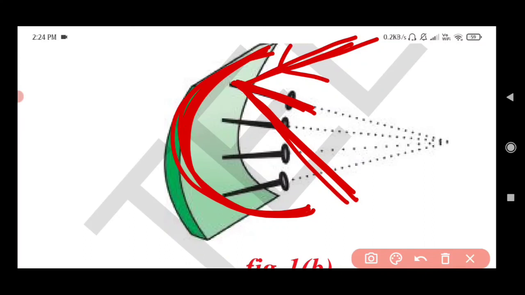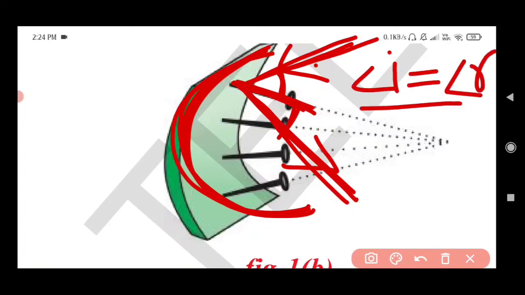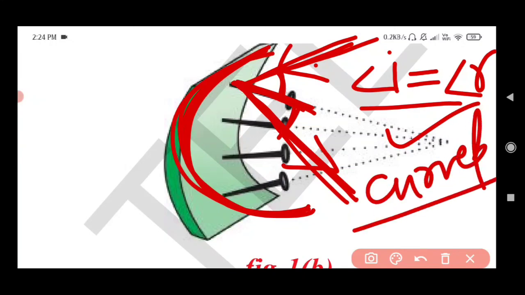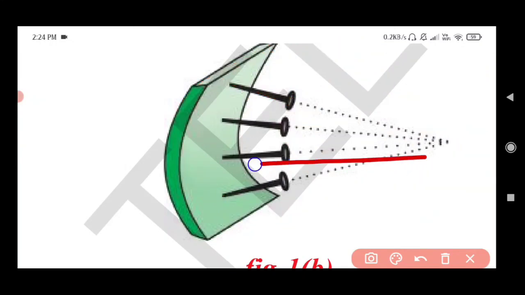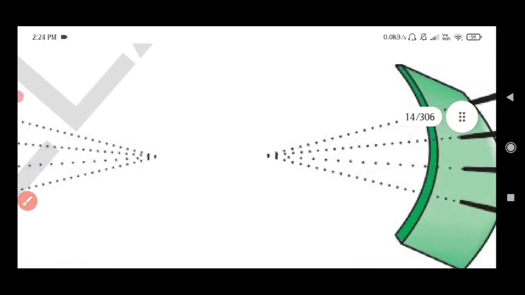So this is your incident, and this is your reflected. Still they are making the same angle with the normal. The incident ray is making the same angle as the reflected ray. So the incident angle is equal to the reflected angle. It is also valid for curved surfaces, isn't it? Yes. And this is for concave.